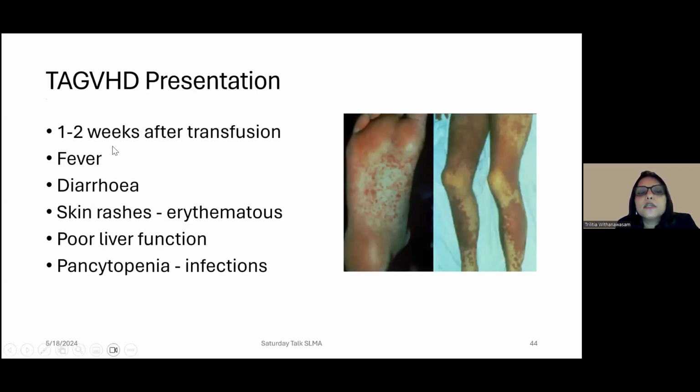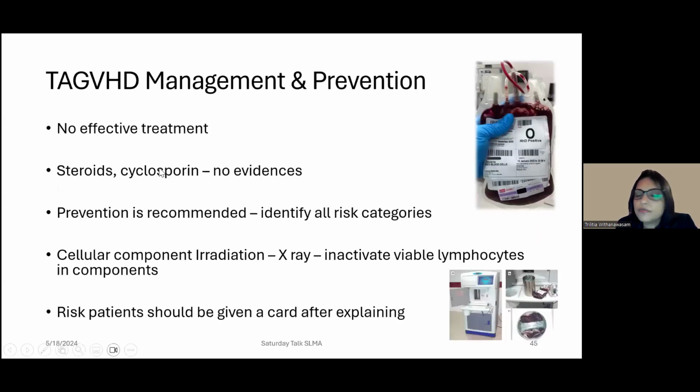The presentation would be 1 to 2 weeks after transfusion: fever, diarrhea, erythematous skin rashes, and poor liver function. Pancytopenia is very unique, which leads to infections. And there's no effective mode of treatment worldwide. There's nothing. They try steroids and cyclosporine, but there's no evidence. And prevention is always the recommendation.